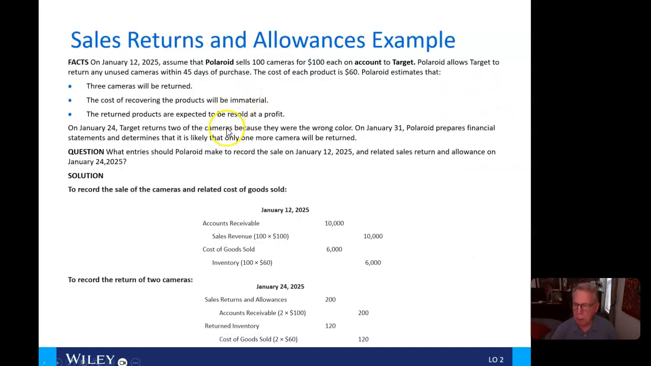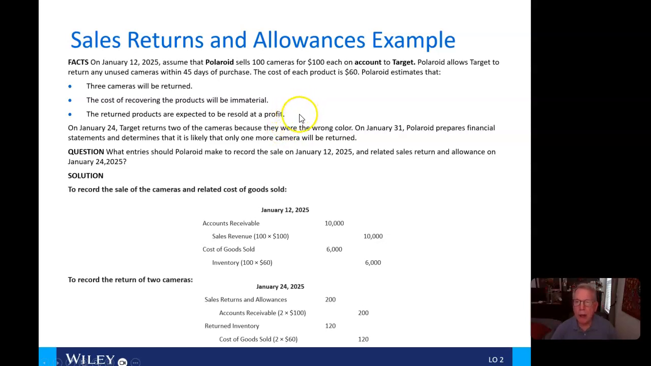Okay, so here's an example. Polaroid on January 12th sells 100 cameras at $100 each to Target. Polaroid allows Target to return any unused cameras within 45 days of purchase. The cost of each camera is $60. Polaroid is going to estimate that 3 cameras are going to be returned, and the cost of recovering the products will be immaterial.